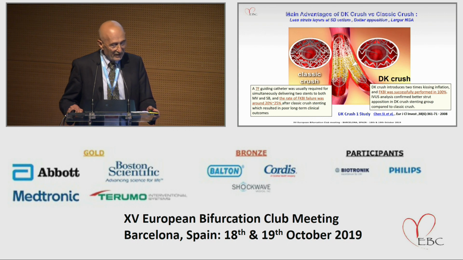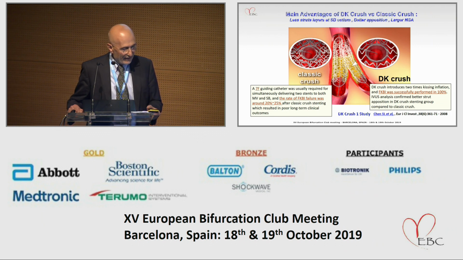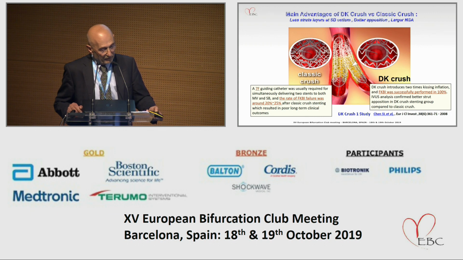And if we look at the differences or the advantages of DK crush versus classical crush, we see that there are much fewer strut layers at the side branch ostium, but better position of the stent at the ostium as well as in the whole side branch, and larger mean stent area. So these are all reasons why to use DK crush and not classical crush.